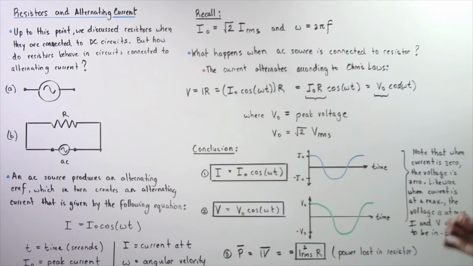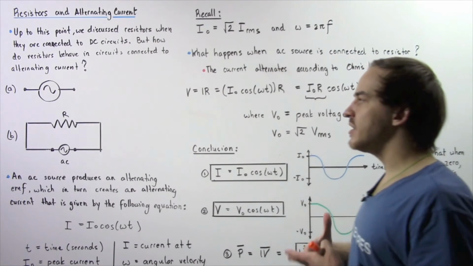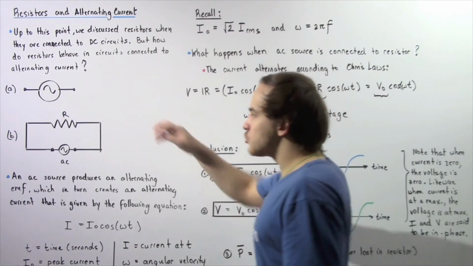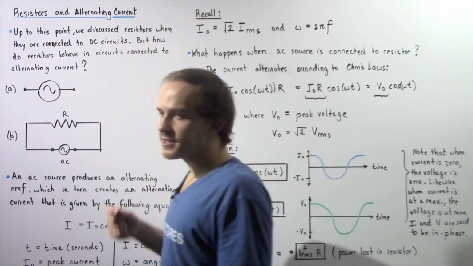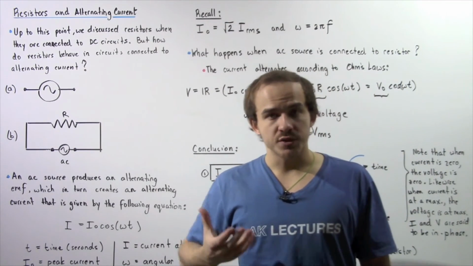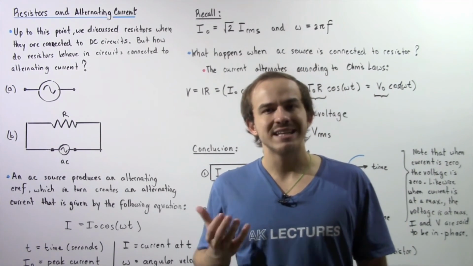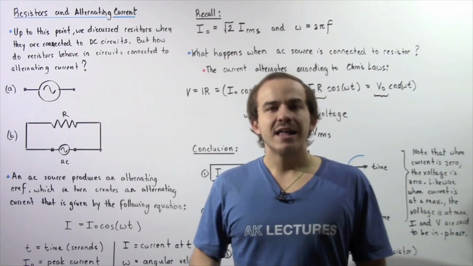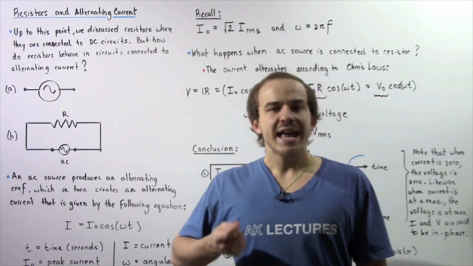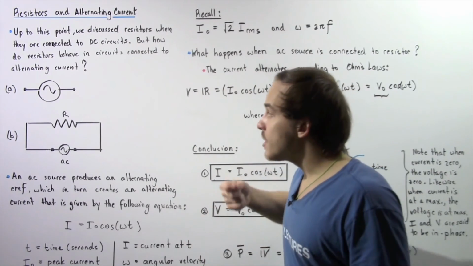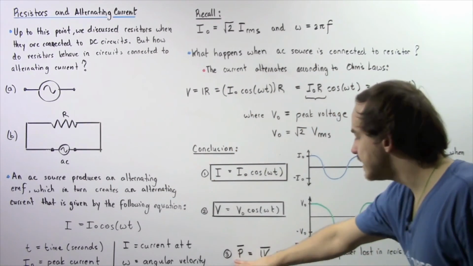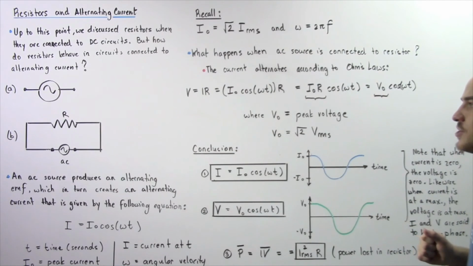Now, let's conclude our lecture by describing what happens to our energy as the charge travels through our resistor. Now, whenever charge or current travels through a resistor, energy is lost in the form of heat. And the rate of change of energy with respect to time is the power. So the power output, the power lost within our resistor is given by the following equation.